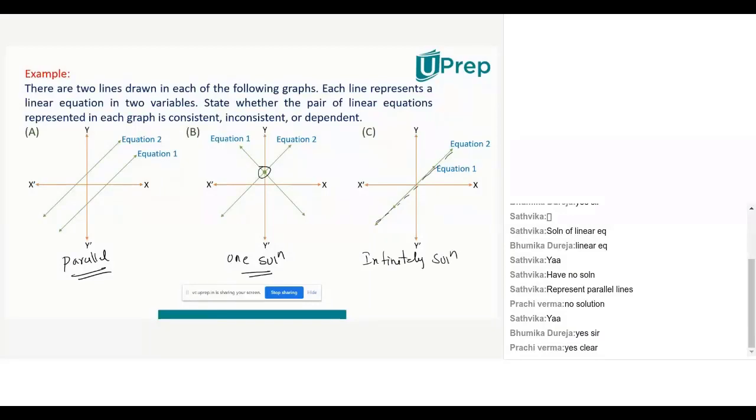So these are the possibilities. The lines can be parallel, that is your first case. The lines can intersect at one point, your second case, with only one point of intersection and one solution. In the third case, one line lies completely on the other. Can you see that? One line is lying on the other. So these are coincident lines, and in that case there are infinitely many solutions. This is what the possibilities are.